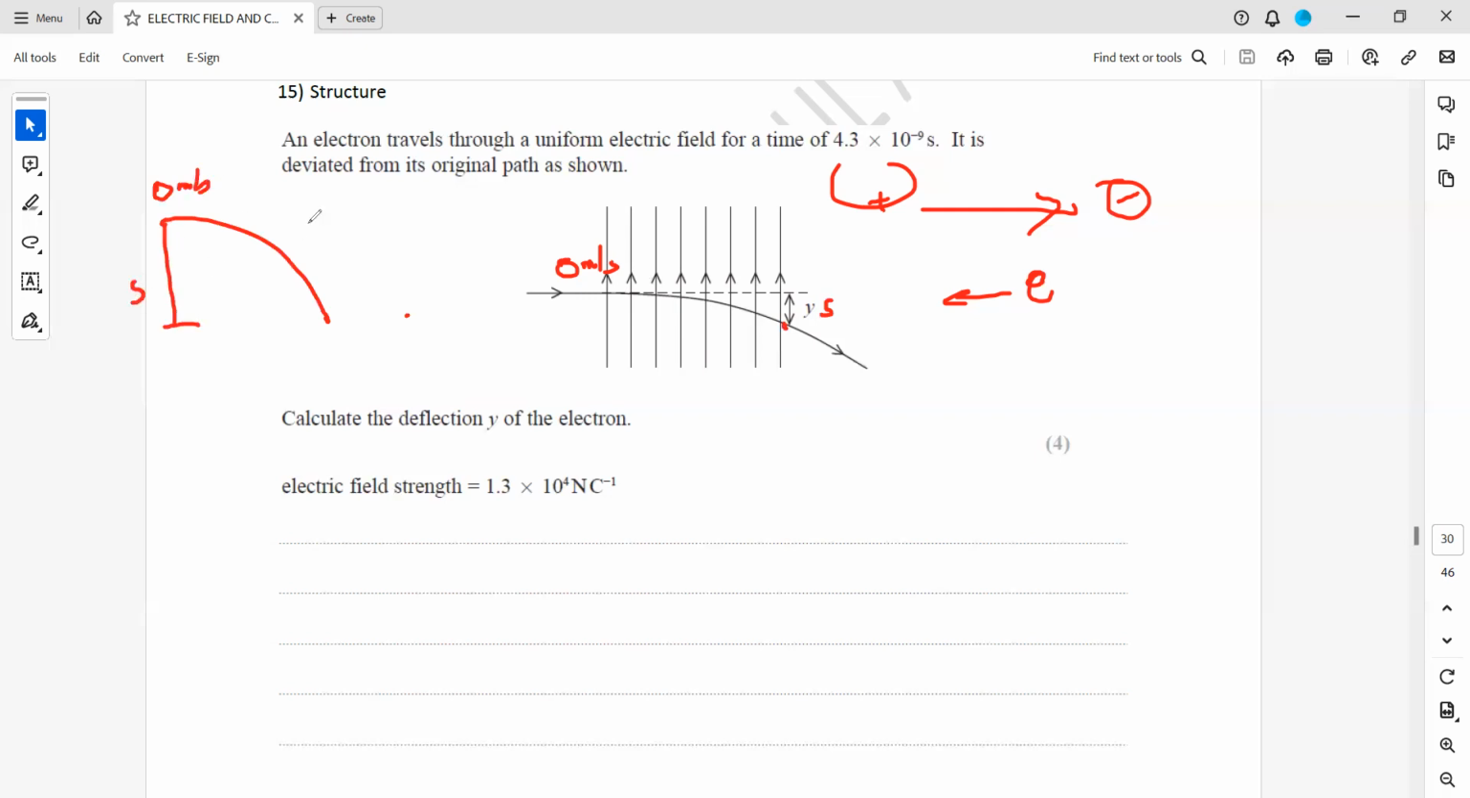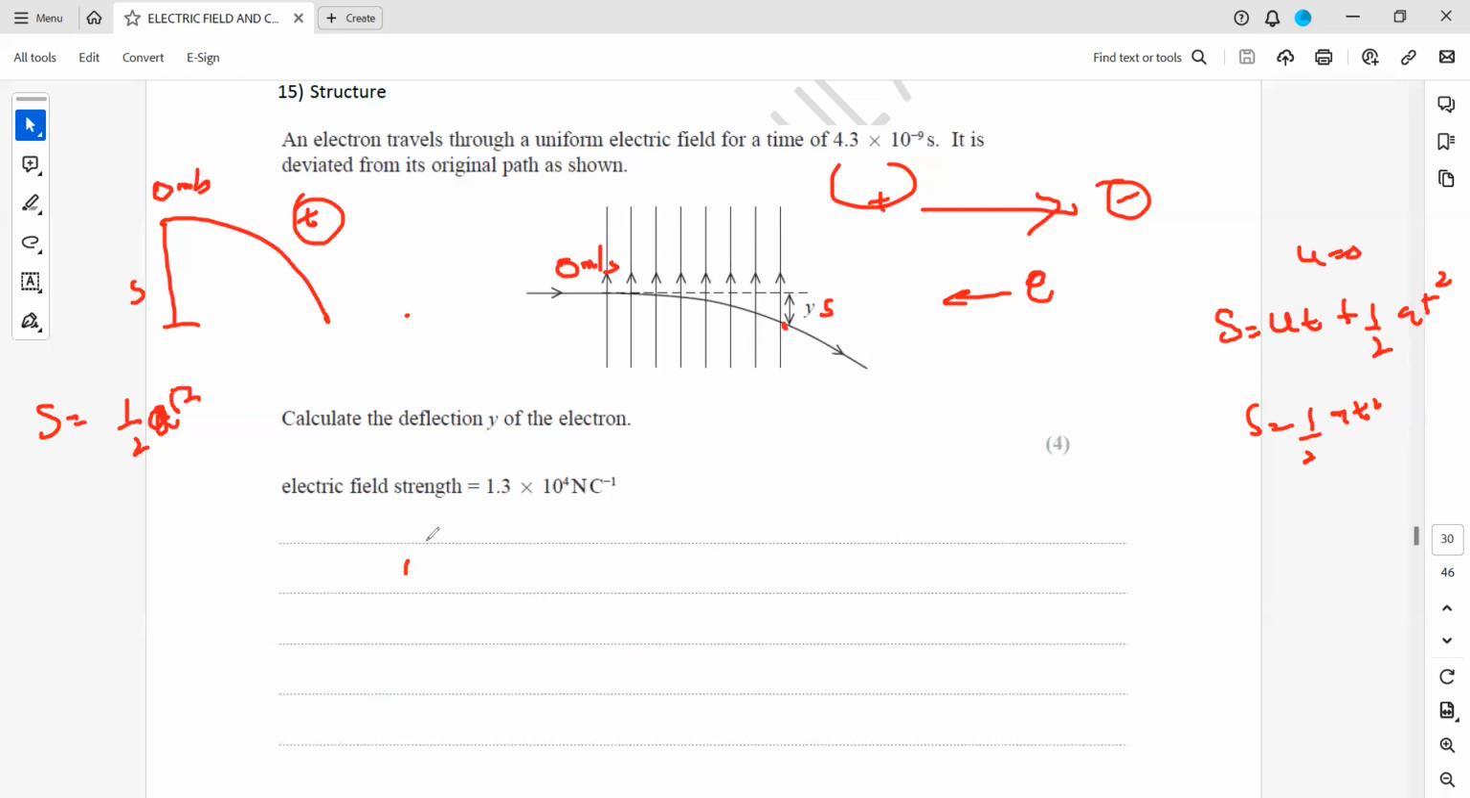If we need the displacement, we determine the time, and we can use the equation S equals ut plus half at square. In projectile motion we were using S equals half g t square, but here it's not g, it will be a t square, because of the equation of motion S equals ut plus half at square. So initial velocity is 0, so S is equal to 1 by 2 at square. That S is actually the vertical displacement.